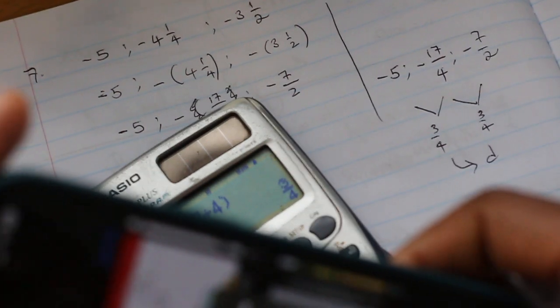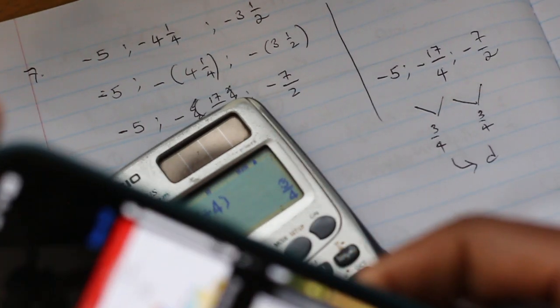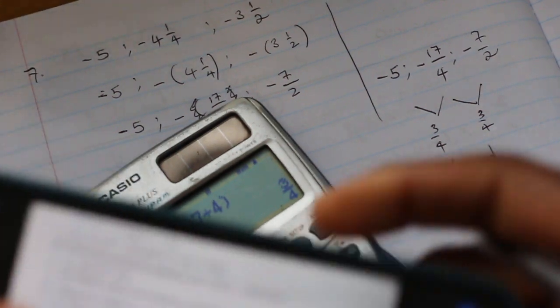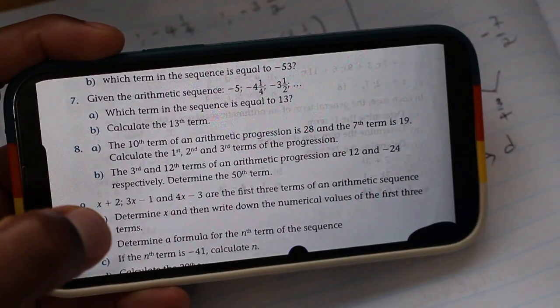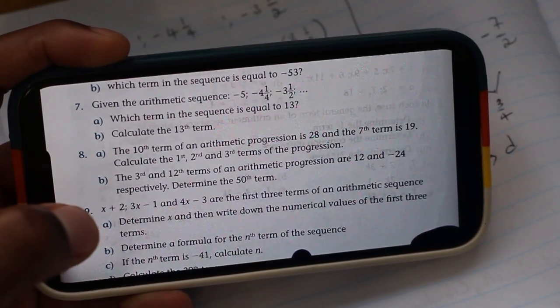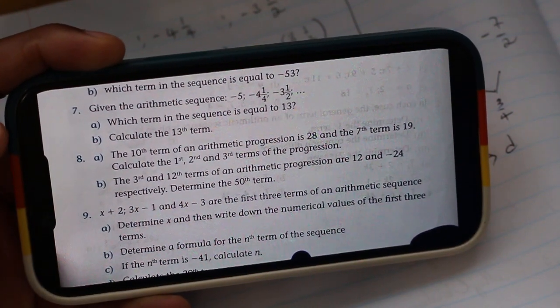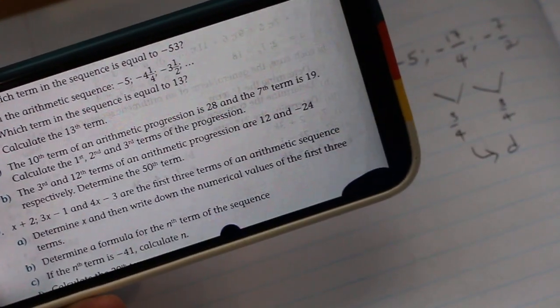Now we need to check what question we are being asked. They're saying, which term in the sequence is equal to 13? All right, 13.